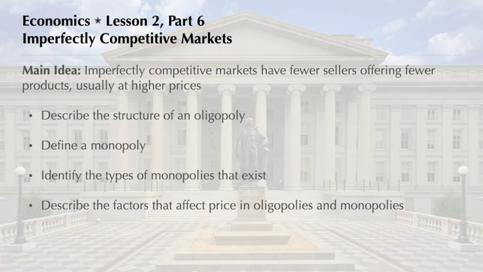The main idea behind this economics lesson is imperfectly competitive markets have fewer sellers offering fewer products, usually at higher prices. With that in mind, by the end of watching this video, you'll be able to describe the structure of an oligopoly, define a monopoly, identify the types of monopolies that exist, and describe the factors that affect prices in oligopolies and monopolies. Now that the outcomes for this lesson have been shared with you, let's get started.